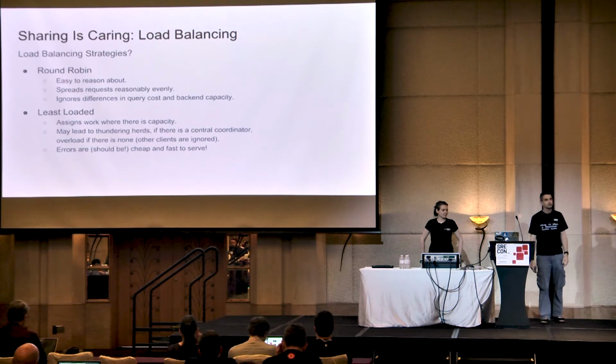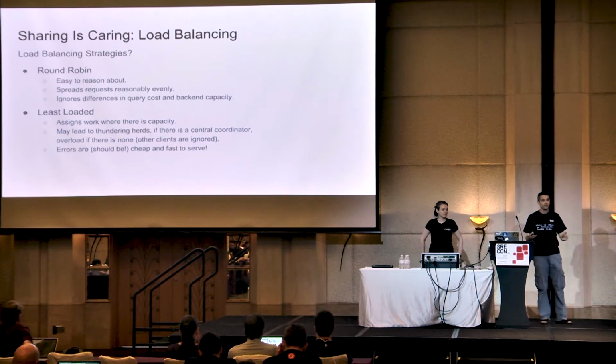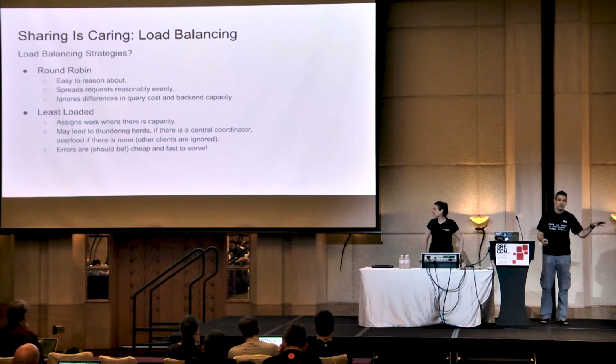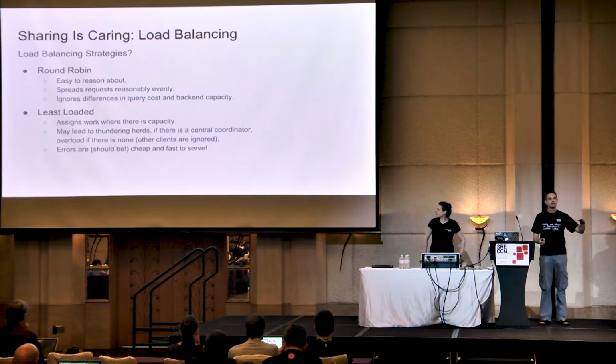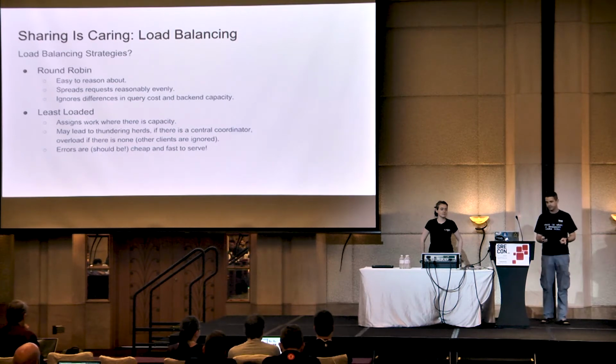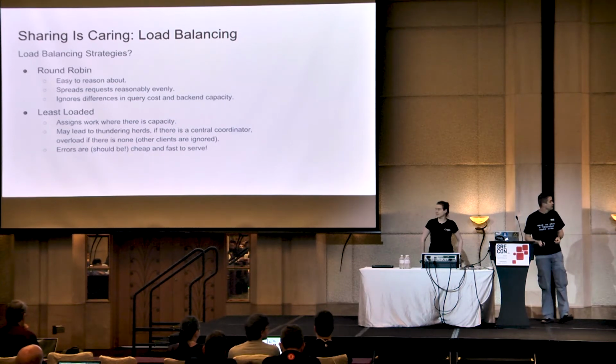If you don't have a central coordinator, then the clients are independent, and your least loaded is completely irrelevant to the actual load on the back end. So that has quite terrible failure modes, in particular because serving errors is, and it should be, really fast and cheap. So the backend that is failing usually has no requests outstanding, and you're going to send everything there. So the failure mode of that one is particularly bad.